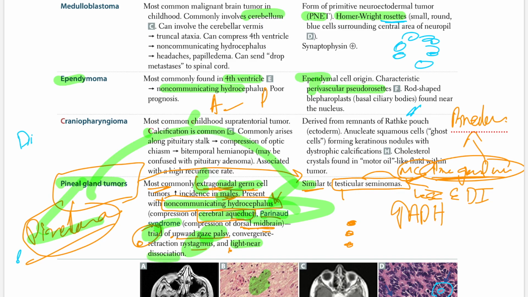Pineal gland tumors are similar to testicular seminomas because they most commonly also involve the pineal gland, causing pinealoma. And less commonly, they would involve anything else, for example, ADH, causing diabetes insipidus, and all other endocrinopathies.